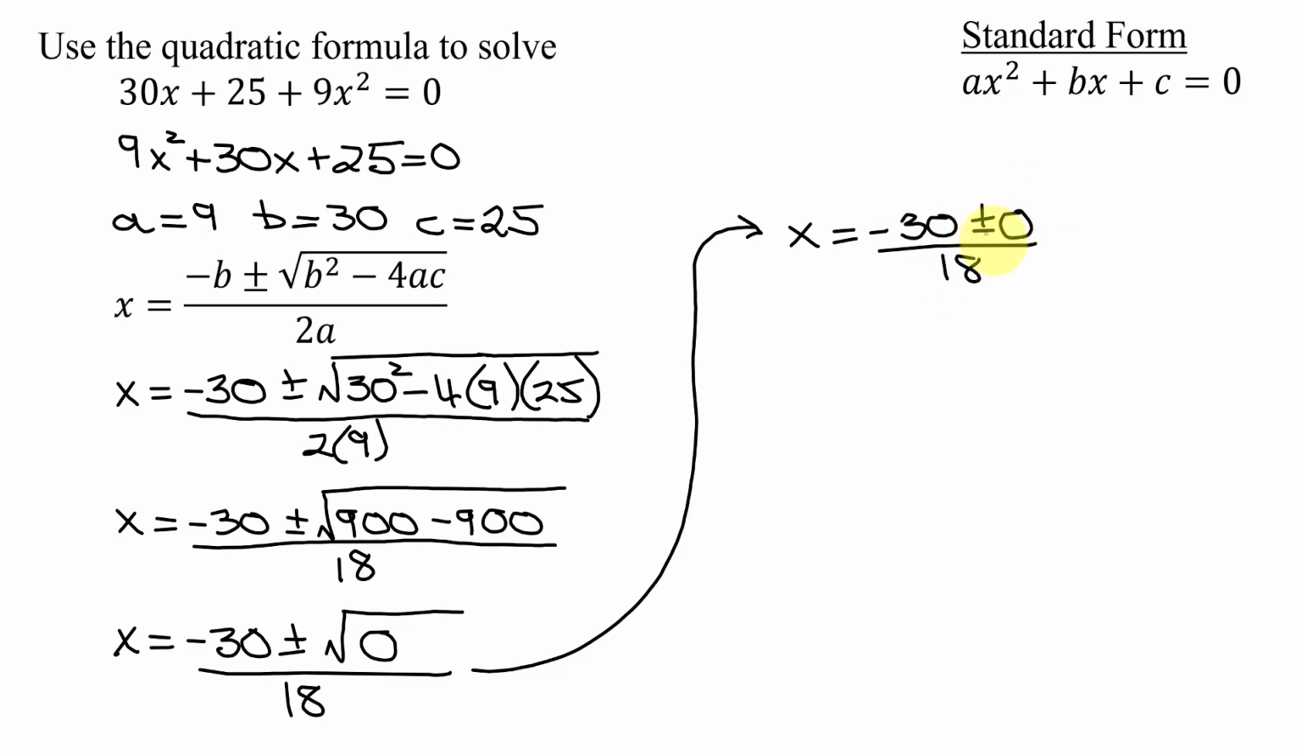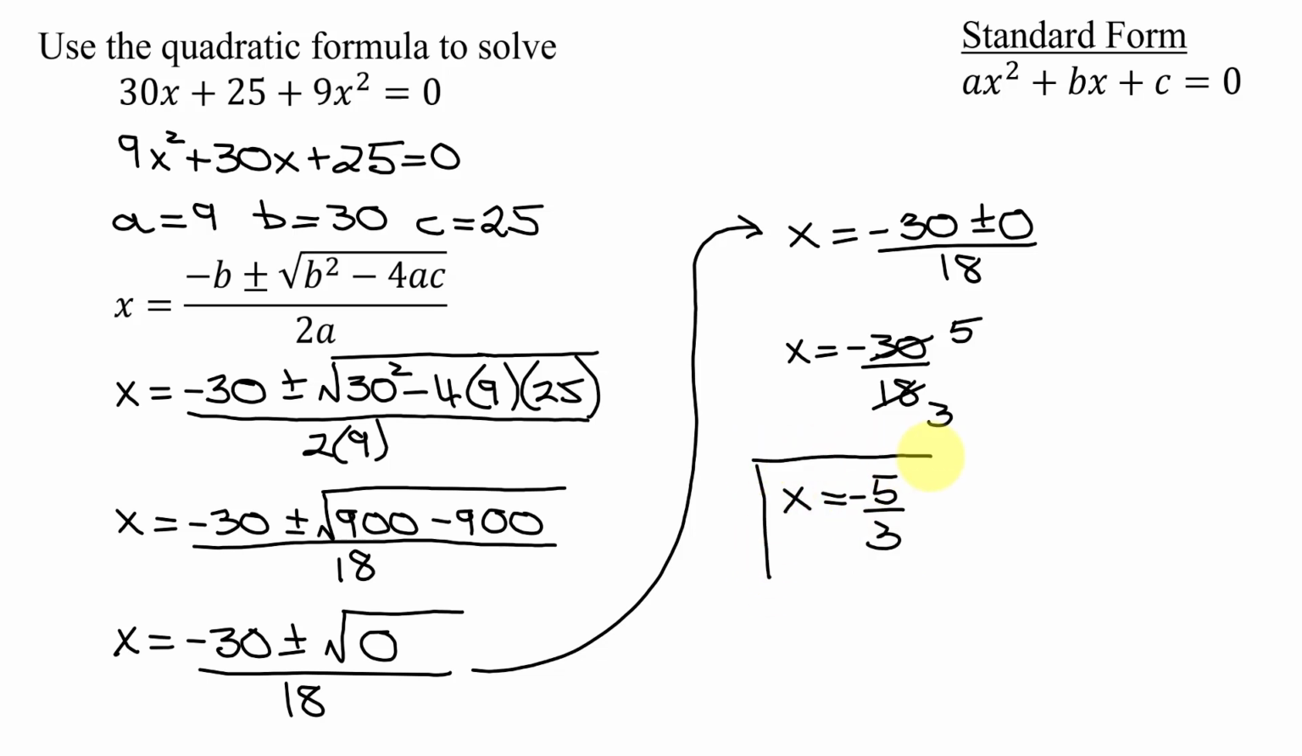Now adding and subtracting 0 will not change the value of negative 30, so I just get x equals negative 30 divided by 18. This simplifies. 6 divides into 18 3 times, 6 divides into 30 5 times, so I get x equals negative 5/3.